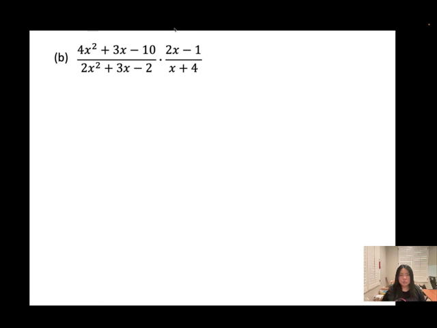Okay, this one. When you have the trinomial and the binomial here, the first thing you need to do is factoring. Try to do it by yourself. Factor out this one, factor out this one.